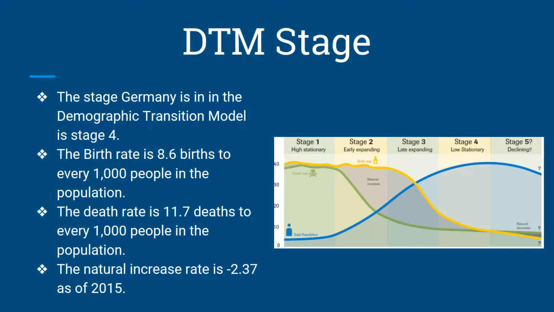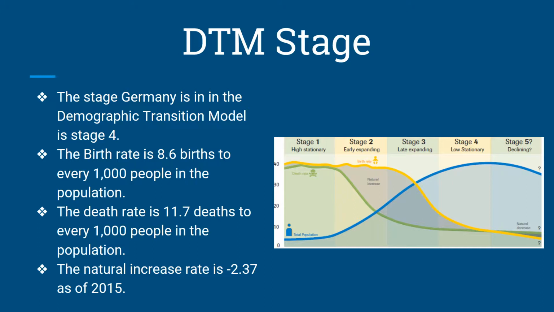DTM stage. The stage that Germany is in the demographic transition model is stage 4. The requirements to be in this stage is a low crude birth rate, a low or slightly increasing crude death rate, zero or negative natural increase rate, and zero population growth.